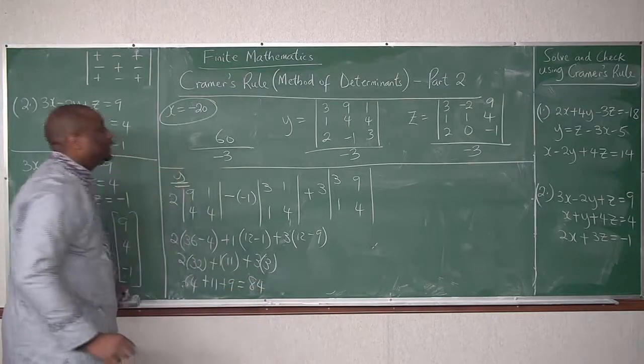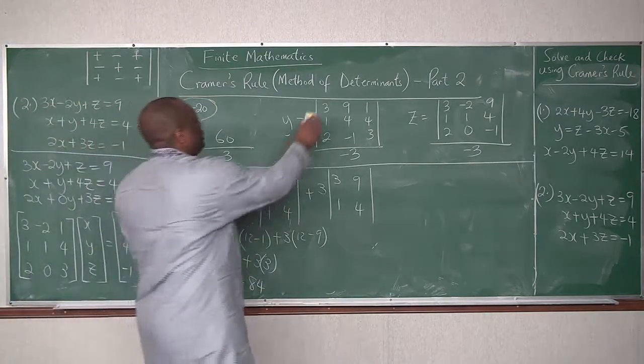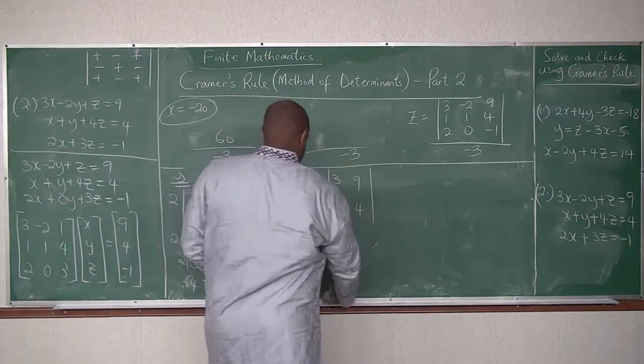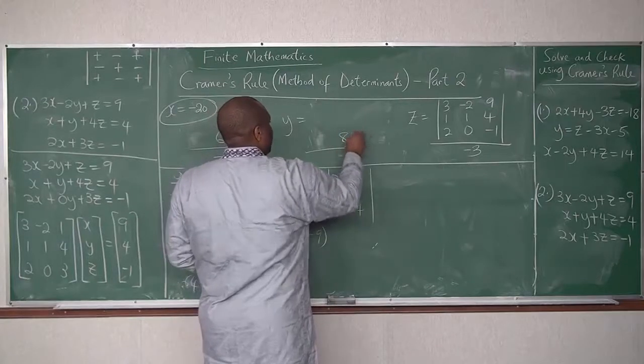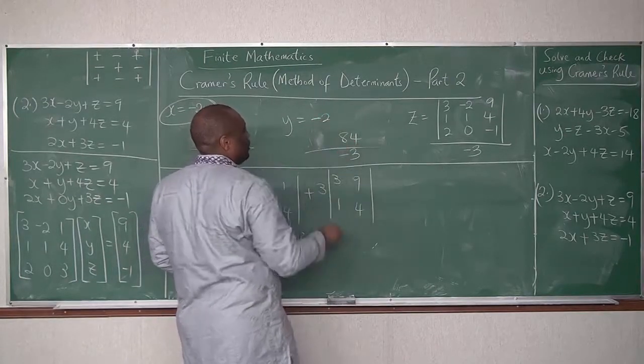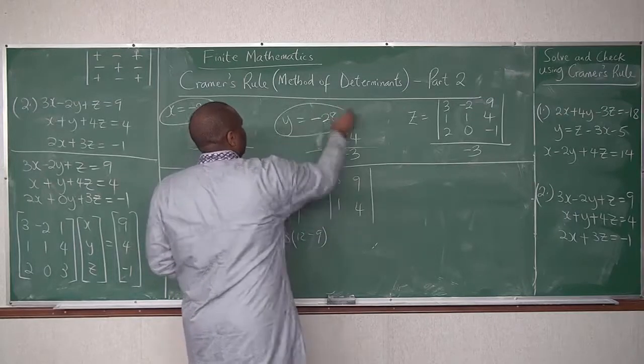So for y, the numerator is 84 over negative 3. So our y will be negative 3 into 84, which is negative 28.